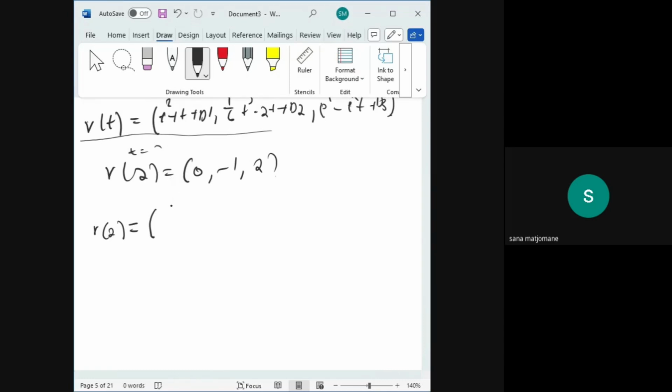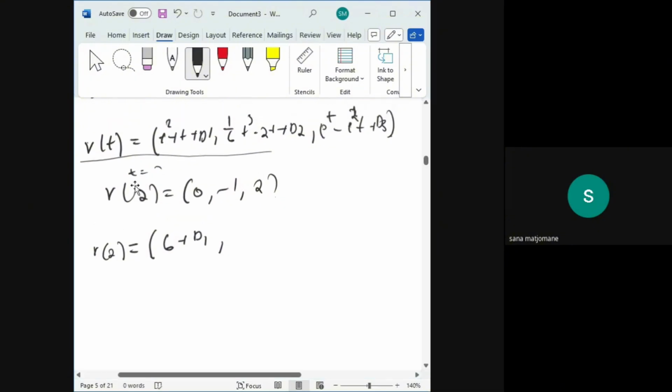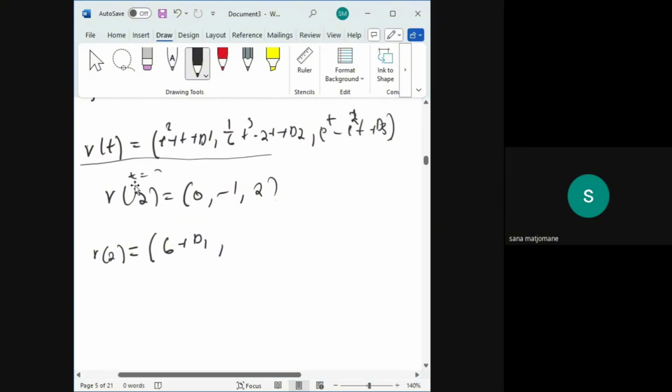2 squared is what? 4. 4 plus 2 becomes 6, right? To save time, this becomes 6 plus d1. Can someone substitute? I don't have a calculator next to me. 1 over 6 into 2 cubed minus 2 into 2. Can someone tell me what it is?